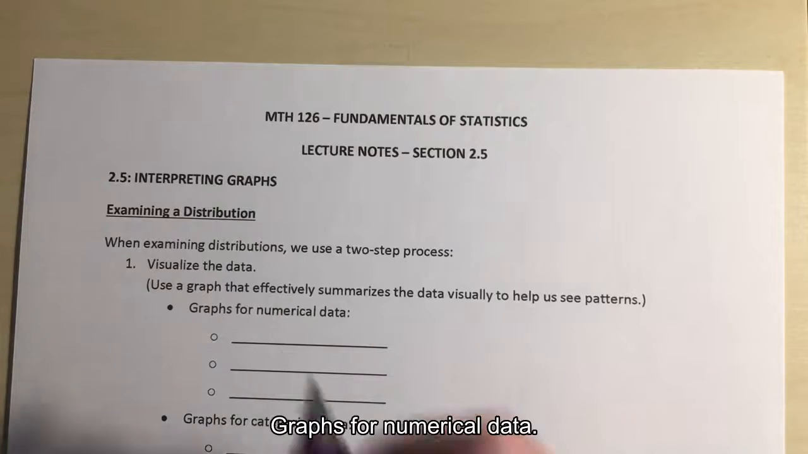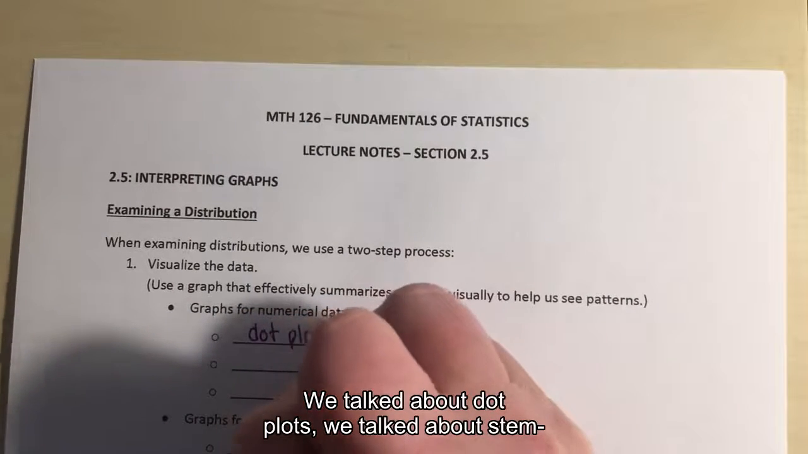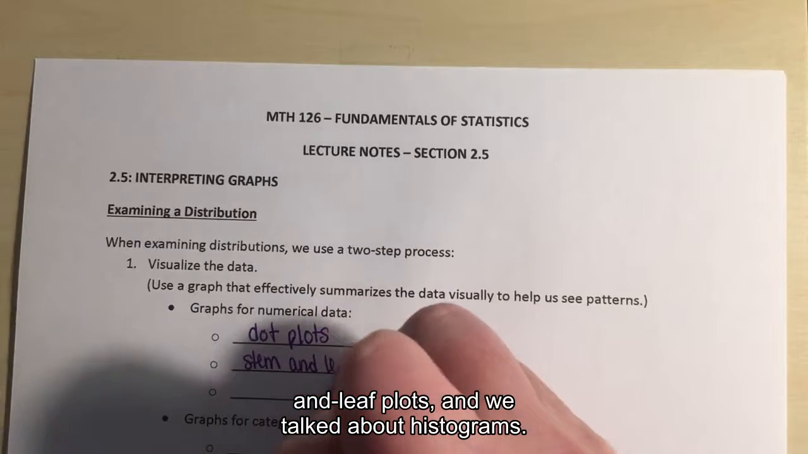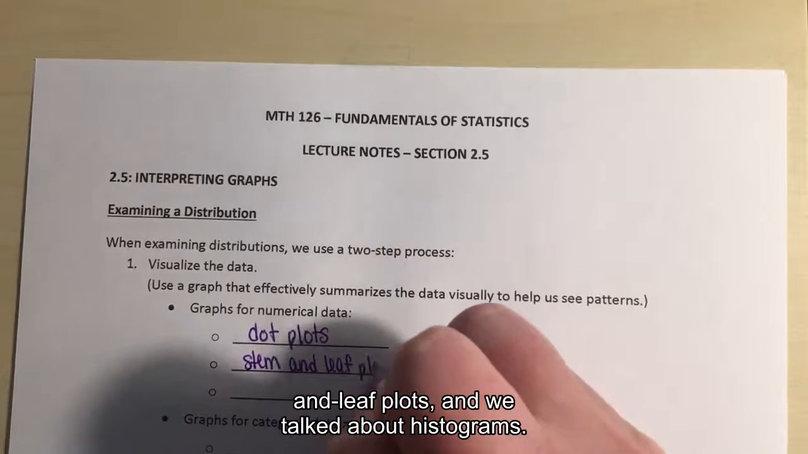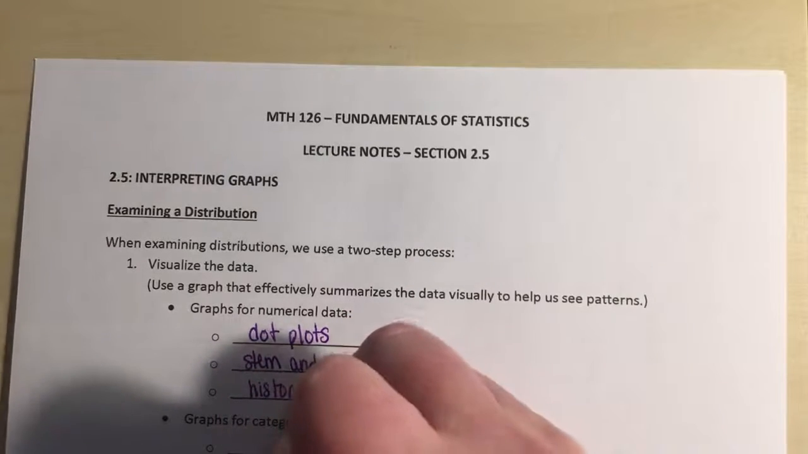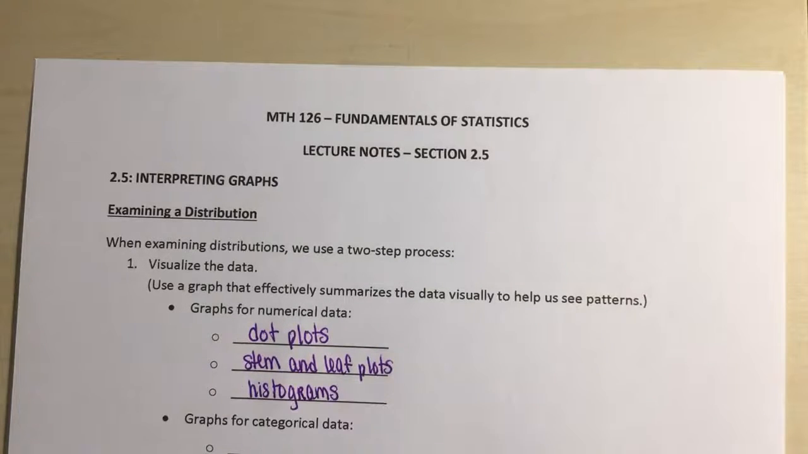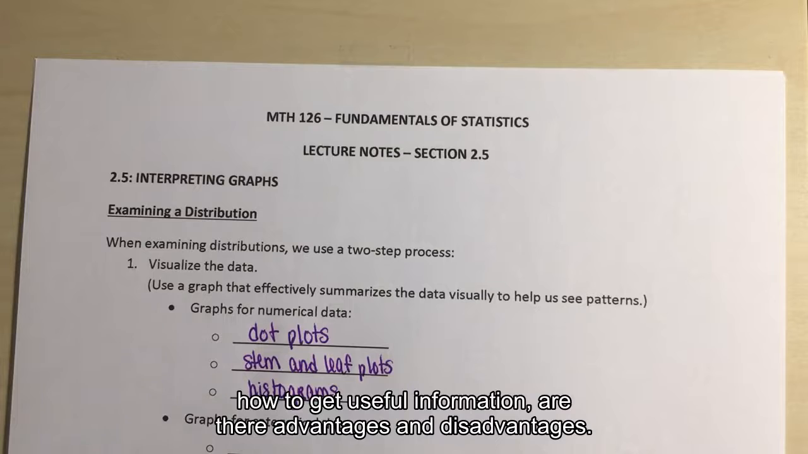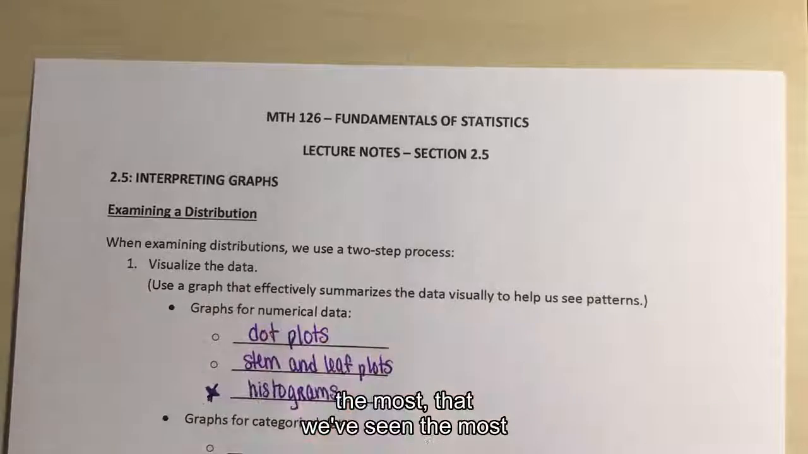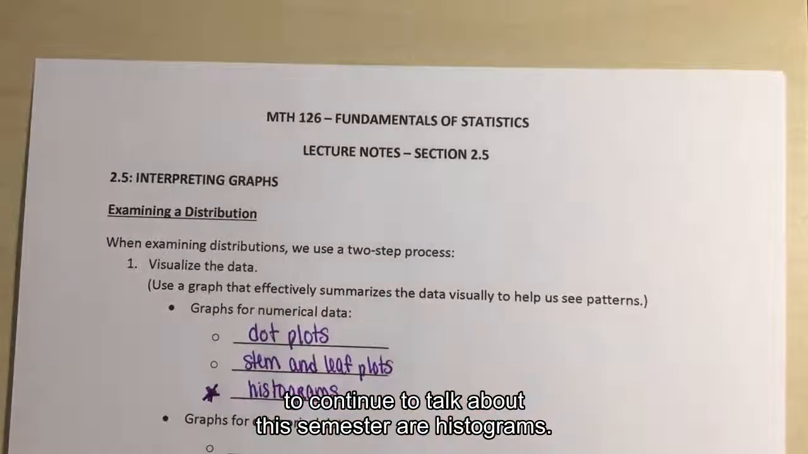For numerical data, we talked about dot plots. We talked about stem and leaf plots. And we talked about histograms. We talked about interpreting different information from them, how to create them, how to get useful information, and their advantages and disadvantages. And clearly the one that we're going to use the most, that we've seen the most in examples since then, and that we're going to continue to talk about this semester, is histograms.